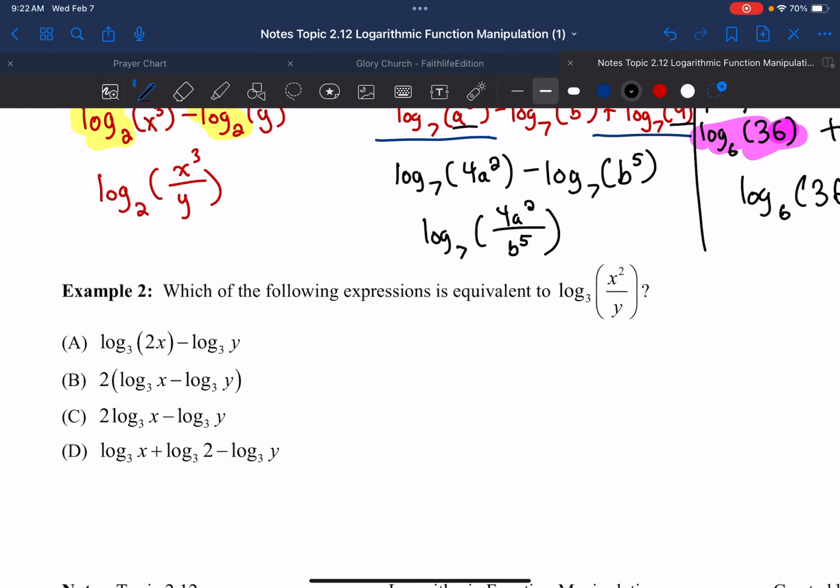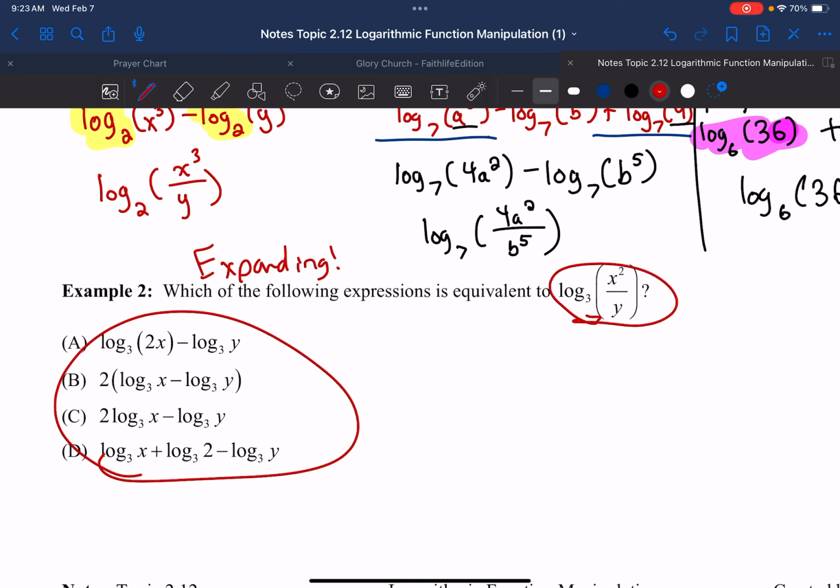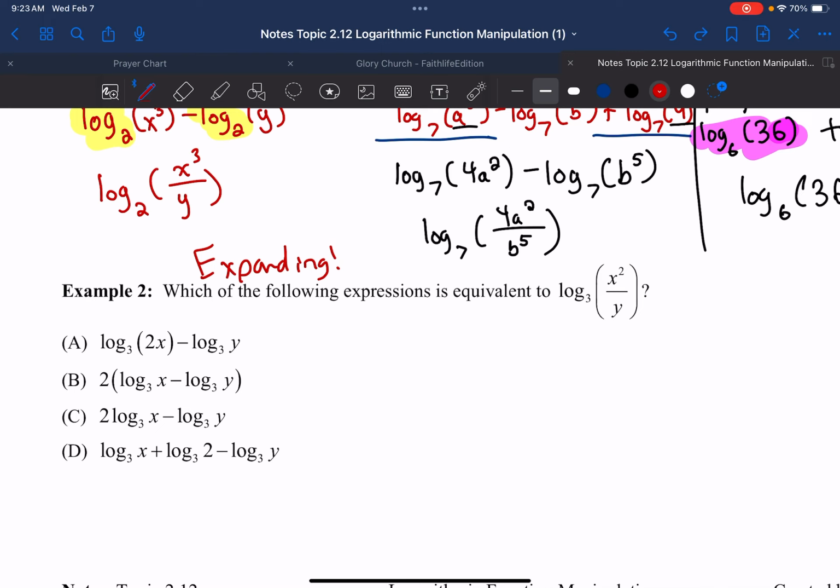Example 2. Which of the following expressions is equal to this? So this is just like a multiple choice practice problem. I'm going to rewrite this. And now, this is an example of expanding. We're going the other way. It condenses one log, and you can see on all my answer choices here, I've got multiple logs. So remember, division can be broken up as subtraction. So log base 3 of x squared minus log base 3 of y.